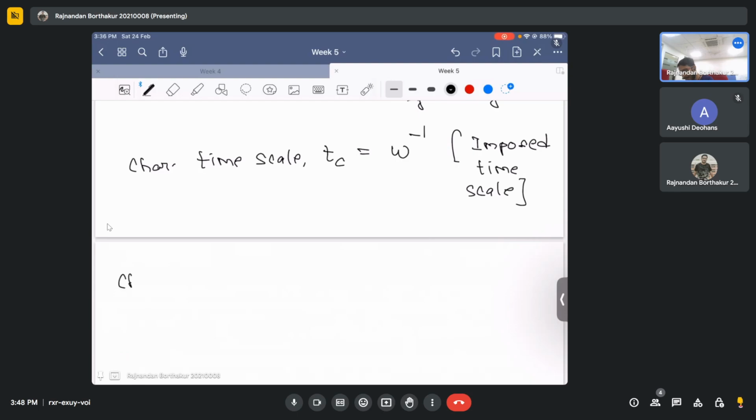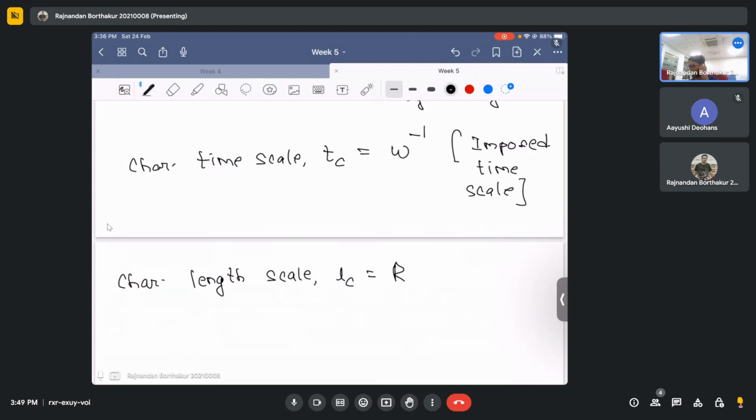Similarly, do we have a characteristic length scale of this problem? Yes. What is that? Diameter. Yes, exactly. You can either choose diameter or the radius. The answer won't be hampered by this. For the sake of simplicity, we'll choose the radius as the characteristic length scale.